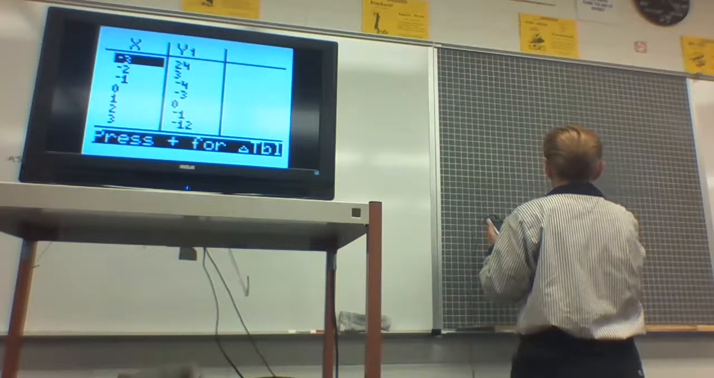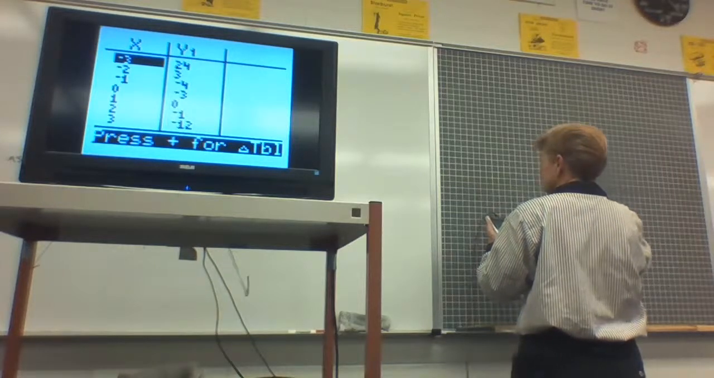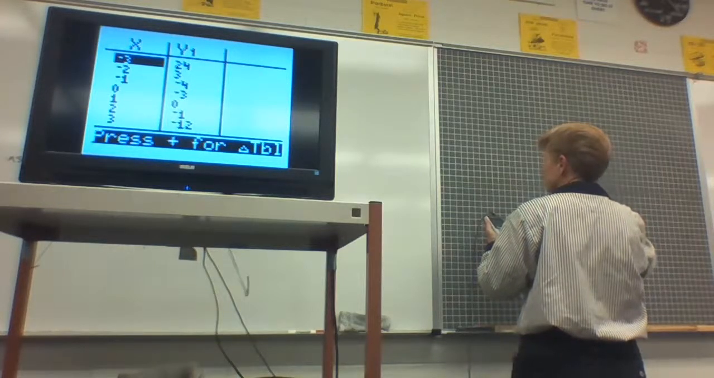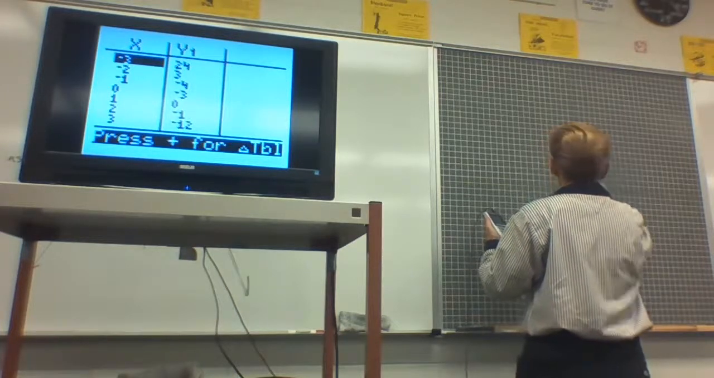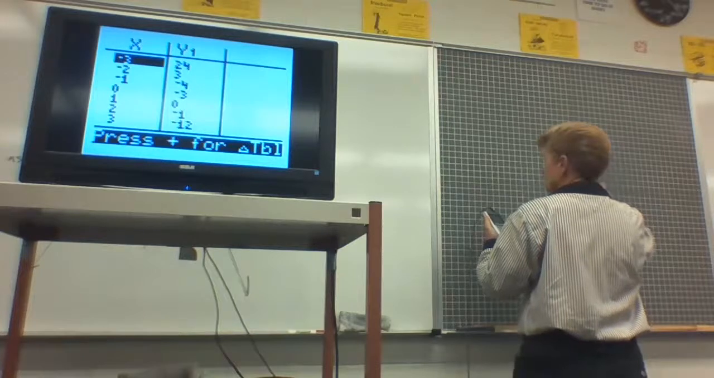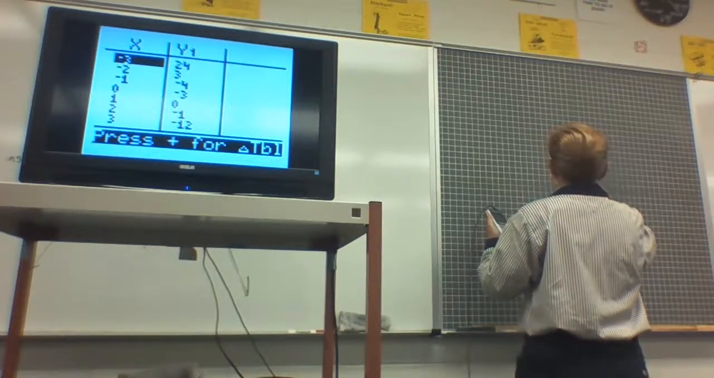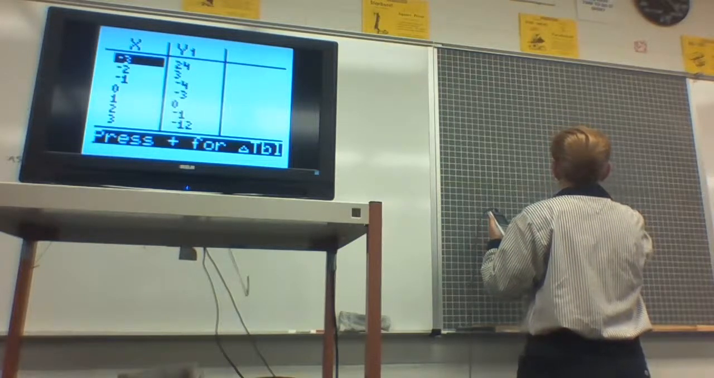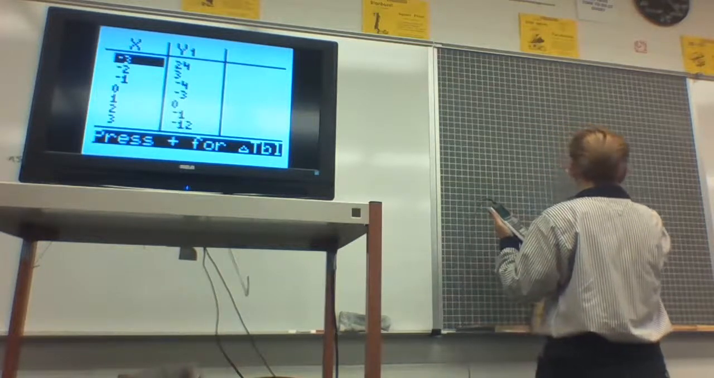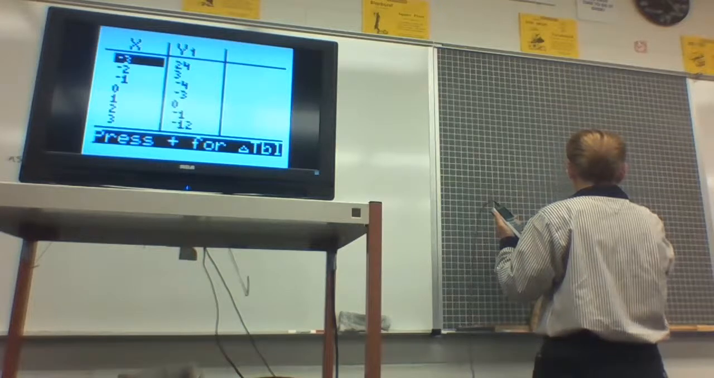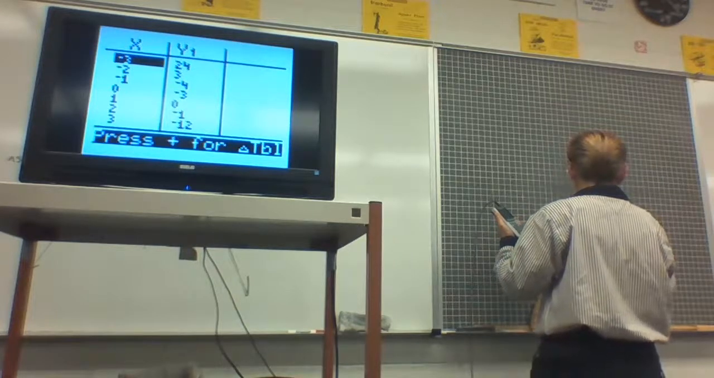This is how you graph accurately, folks. It takes a little time, but at least you don't have to do the calculating. The calculator did it for you. 0, -3, 1, 0, 2, -1, and 3, -12. I might count that one. There's 3. 1, 2, 3, 4, 5, 6, 7, 8, 9, 10, 11, 12.